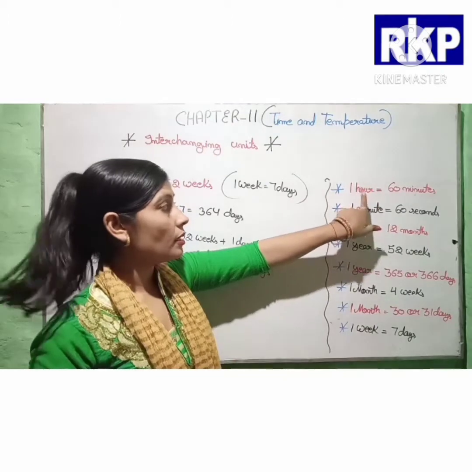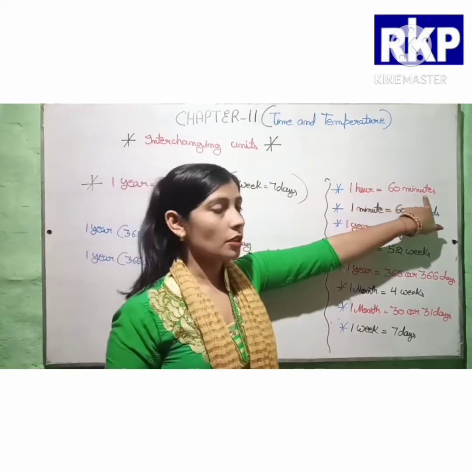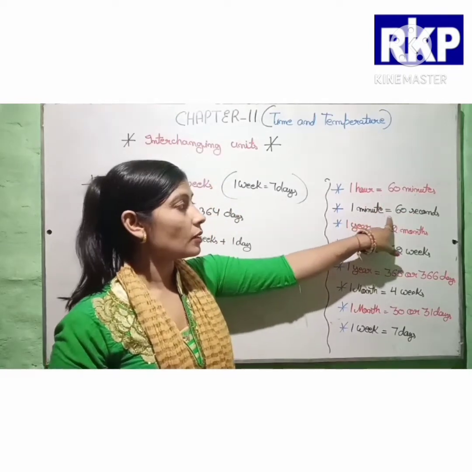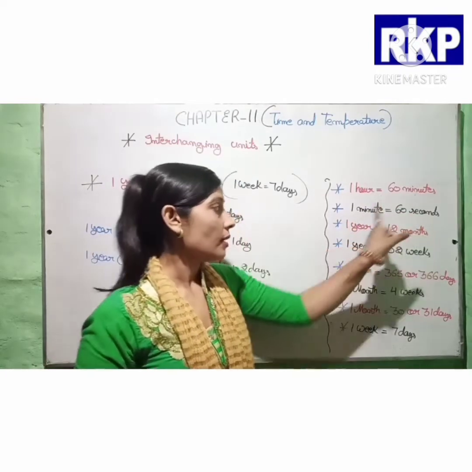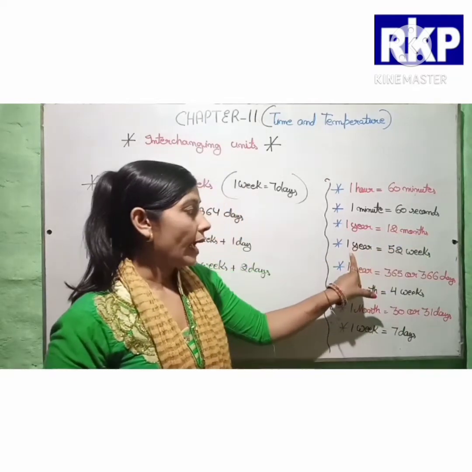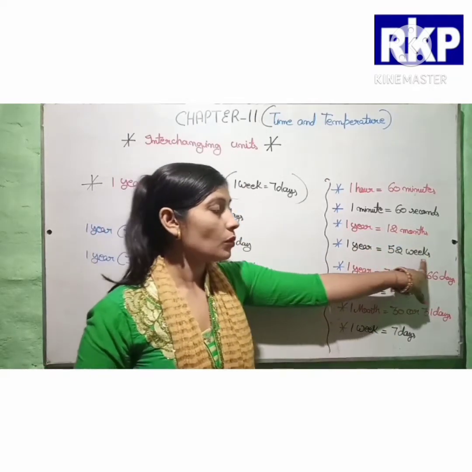Here you can see 1 hour is equal to 60 minutes. 1 minute is equal to 60 seconds. 1 year is equal to 12 months. And 1 year is equal to 52 weeks.